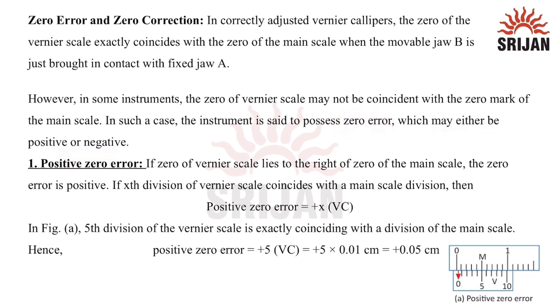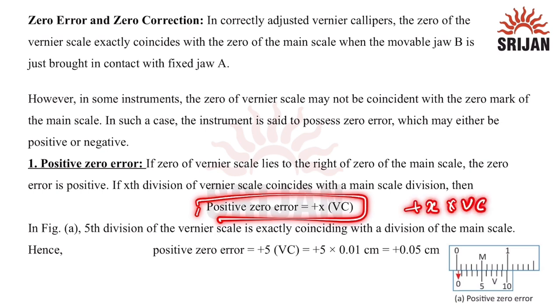So what is a positive zero error? If the zero of the vernier scale lies to the right of the zero of the main scale, like this is the zero of the main scale and this is the zero of the vernier scale, then this zero error is positive. If x division of the vernier scale coincides with a main scale division, then positive zero error would be represented by plus x into vernier constant.